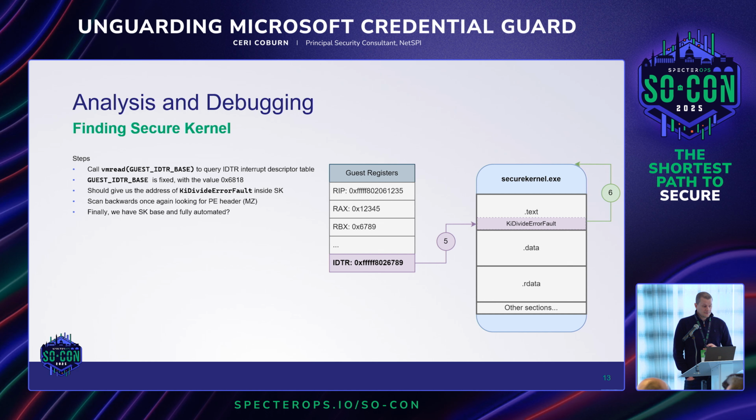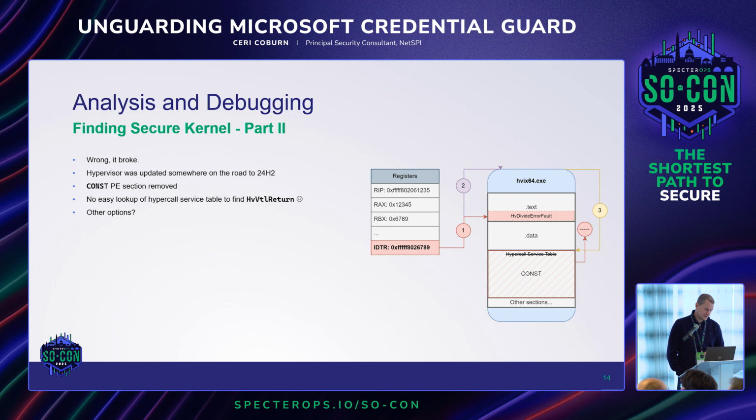Using the same trick again, we're going to read the guest IDTR register now, and that should mean it will be pointing to somewhere within the secure kernel executable in memory. So we'll pick the divide by zero error, which is again the first entry within the list. Then we should be able to scan backwards, find the PE header, and then you'd have your secure kernel offset as well. So now we've got the hypervisor, and we also have the secure kernel, and hopefully in a way that's fully automated, right?